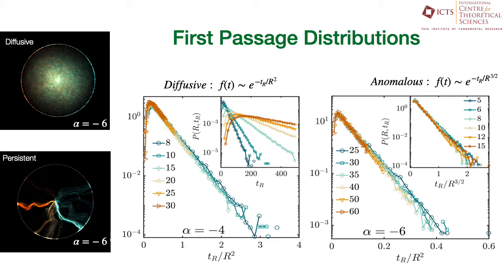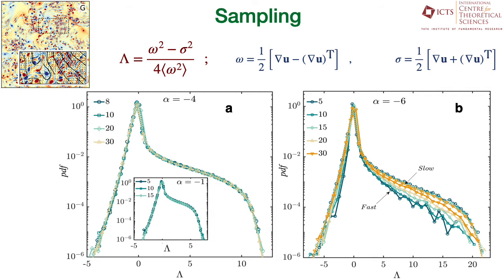This then leads us to the question of what flow features are responsible for such anomalous behavior. And we turn to the Okubo-Weiss parameter lambda, which is very commonly used in studies of inertial turbulence to identify such flow features.